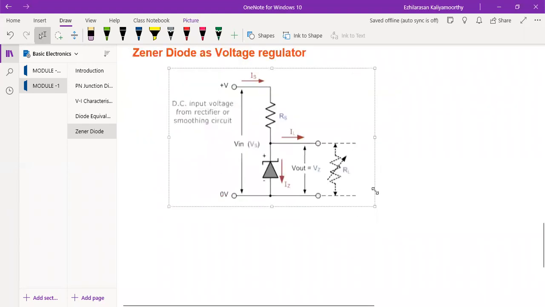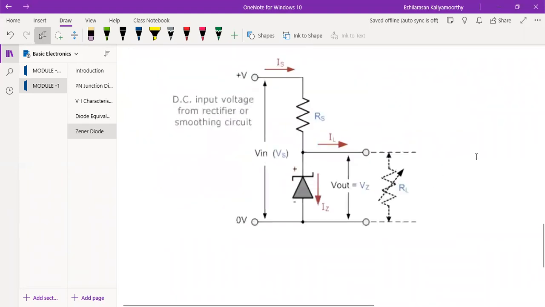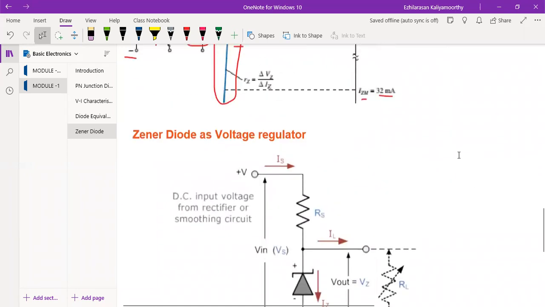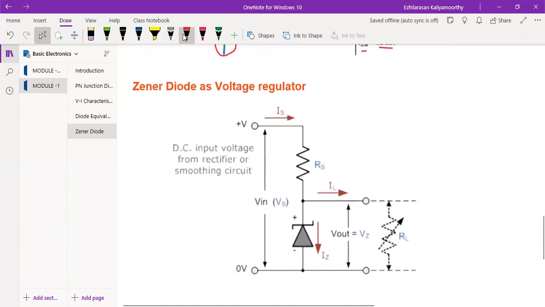See here, there's a figure. Now you can see what happened. This will be your input, that is the DC input voltage. This is a DC input voltage from a rectifier circuit. Later we'll see the rectifier, one of the applications of the diode. So here the input will come. Okay, so V in, and here this will be your Zener diode.